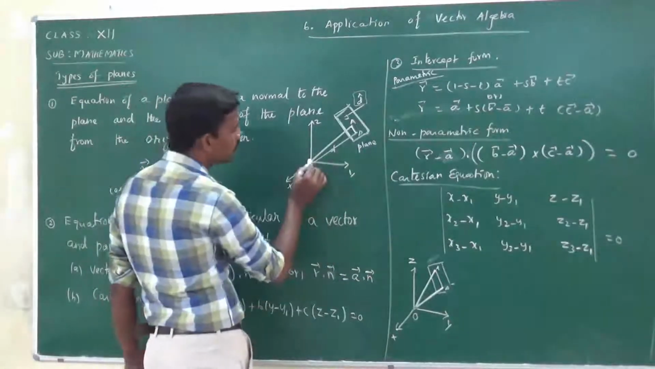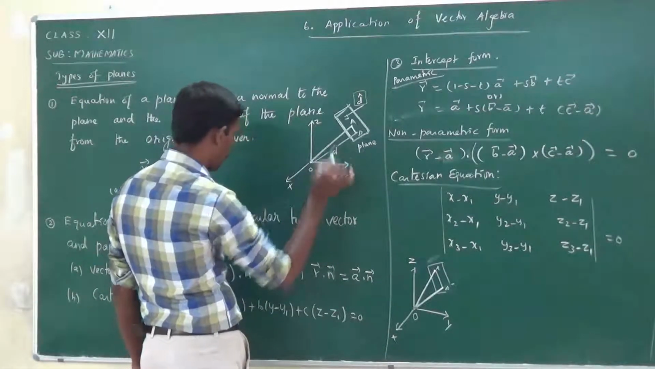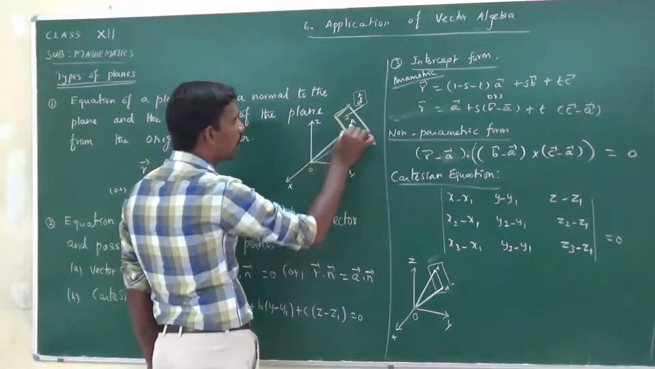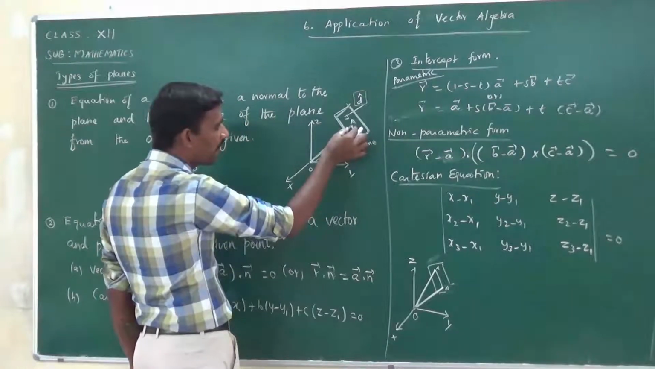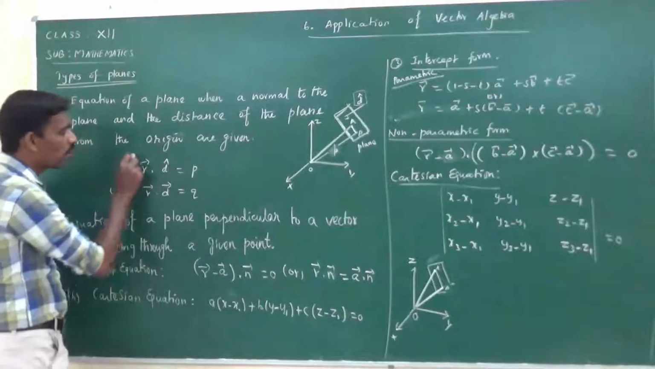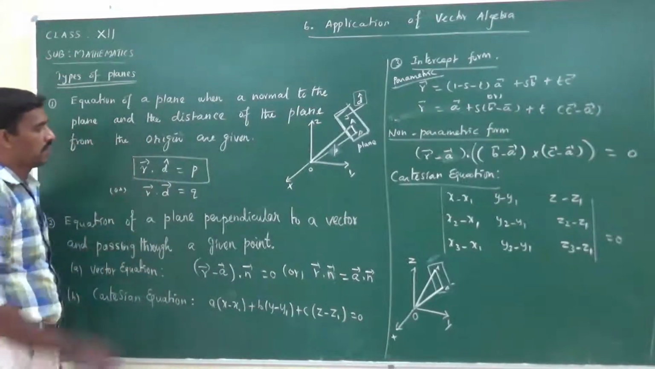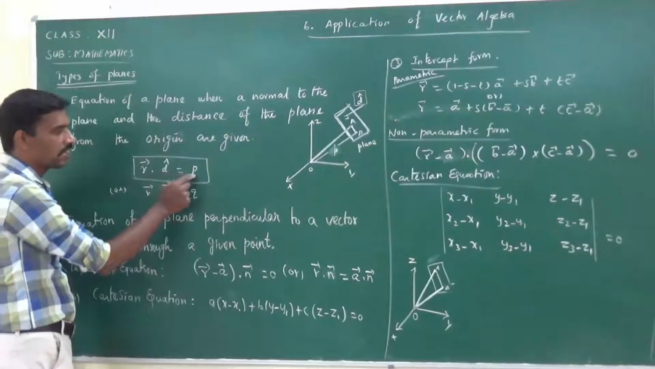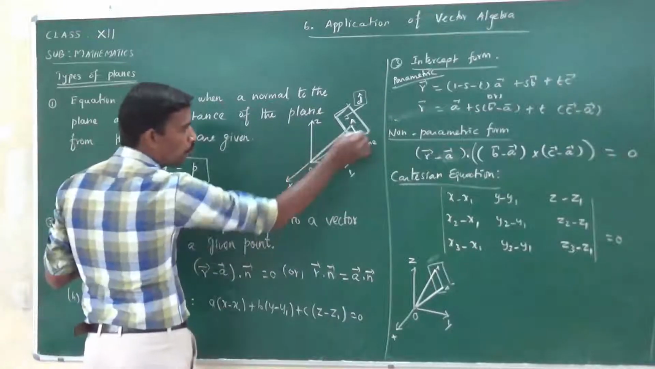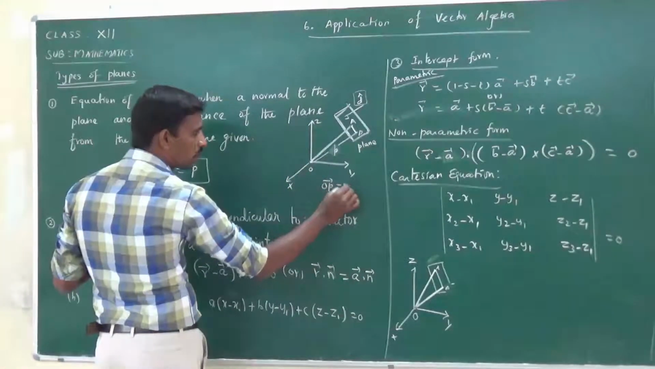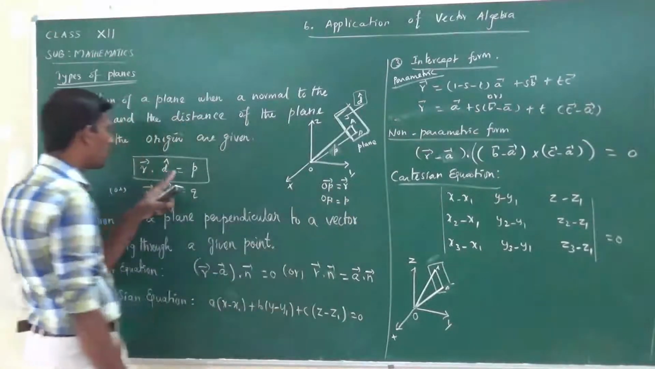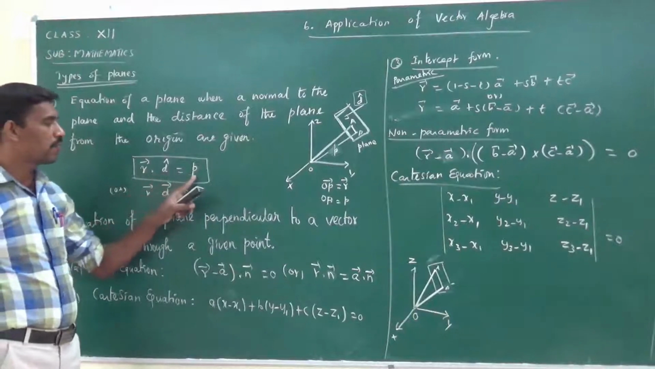And here, small p is nothing but the distance between the plane and the origin. So the required equation of the form is r vector dot d cap is equal to small p. Here r vector is nothing but OP, and OA is equal to small p. So r vector dot d cap is equal to p.